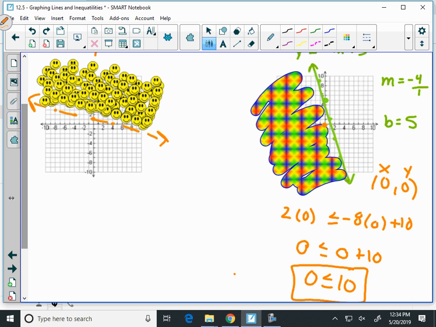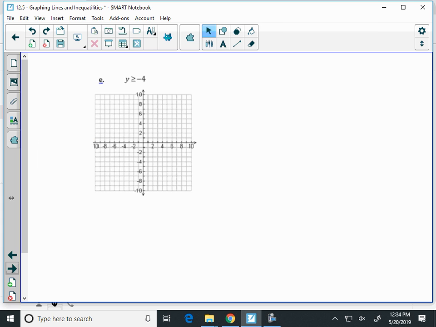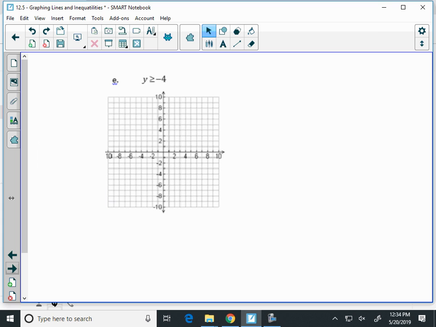Questions over that? Couple more. We take a look at E. These letters really jump around. Sorry about that. This is y is greater than or equal to negative 4. That's like saying, well, you're graphing the same way as if it said y equals negative 4. So we're going to go to where y is negative 4.